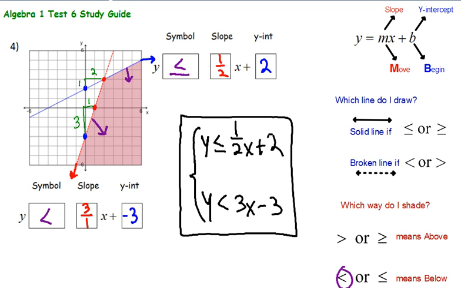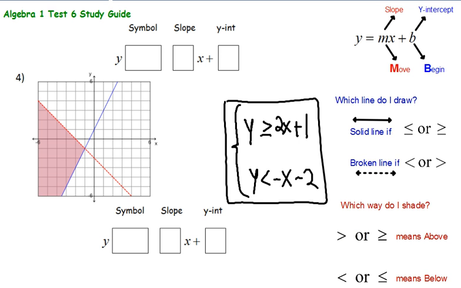All right, well, let's take a look to see what you did with number 4 in the middle. Number 4 in the middle should have got y greater than or equal to 2x plus 1. And y less than negative x minus 2. And you might have also written a negative 1. That's okay. Same thing, right? So either way, that would be the same answer. If you got it right, great. Air high five to you. And go ahead and pause now and try number 4 on the right side.